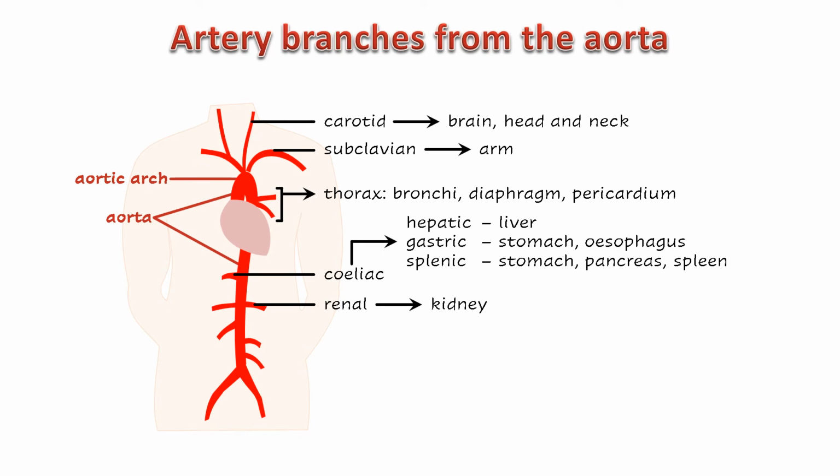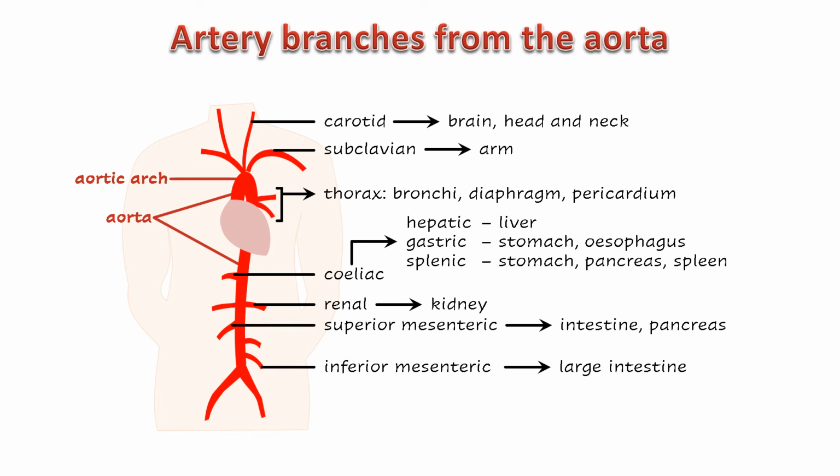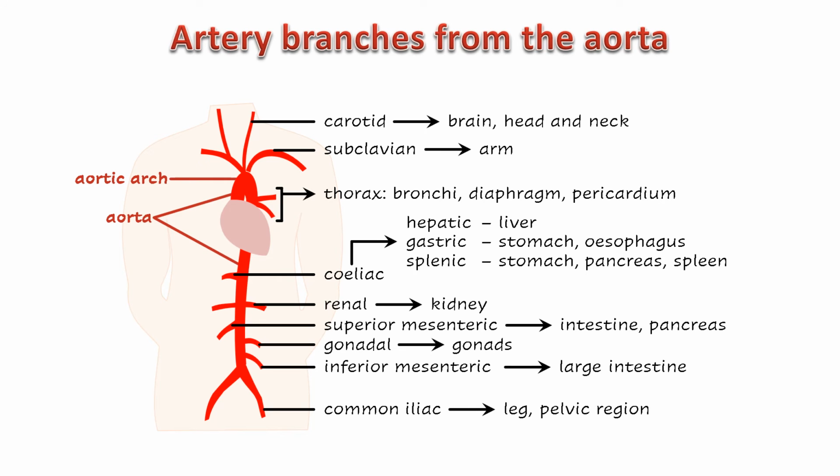The superior and inferior mesenteric arteries together deliver blood to the intestines and pancreas. Between them is the origin of the gonadal arteries, which supply the gonads. The last branches, at the pelvis, become the common iliac arteries, which supply blood to the legs and pelvic region of the body.